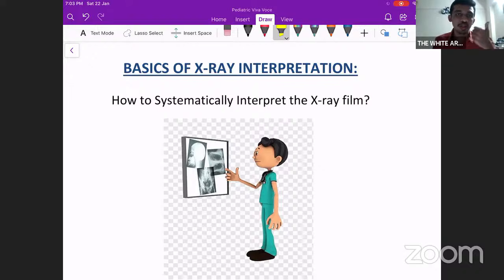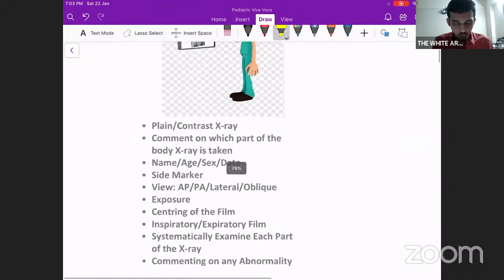One is because you might miss out on other findings. Two, the examiners will like it if you go systematically and interpret it likewise, correct? If you are given an X-ray film, you'll have to go about it systematically. And how do we go about it?